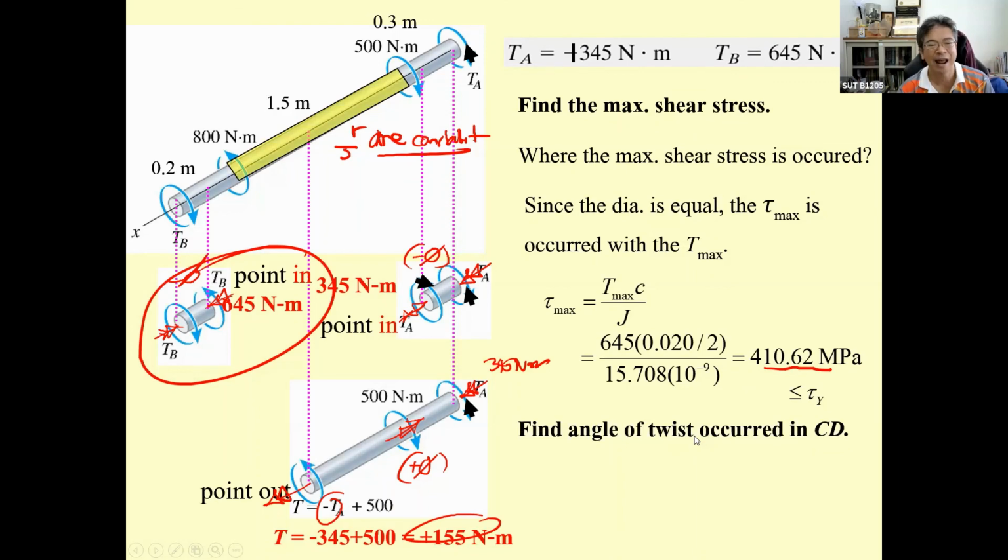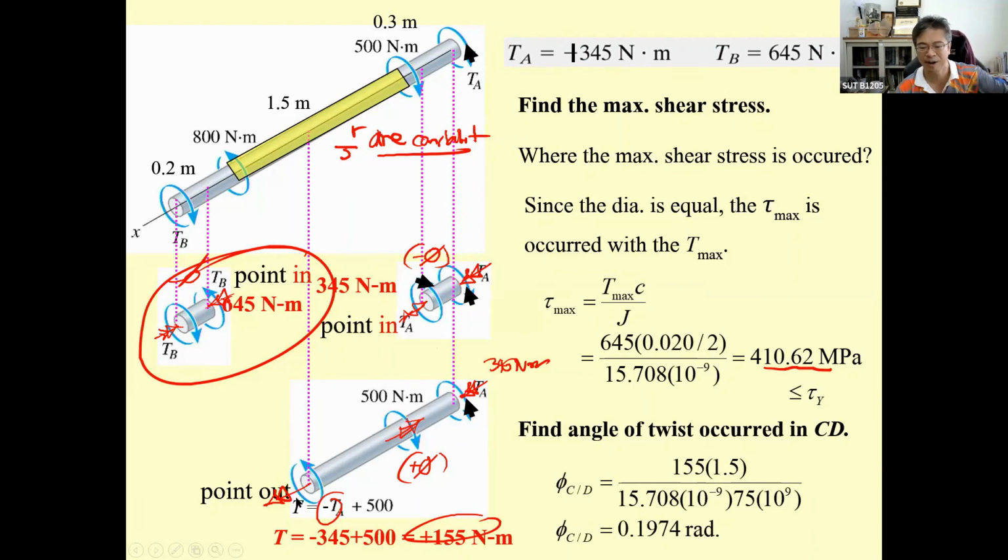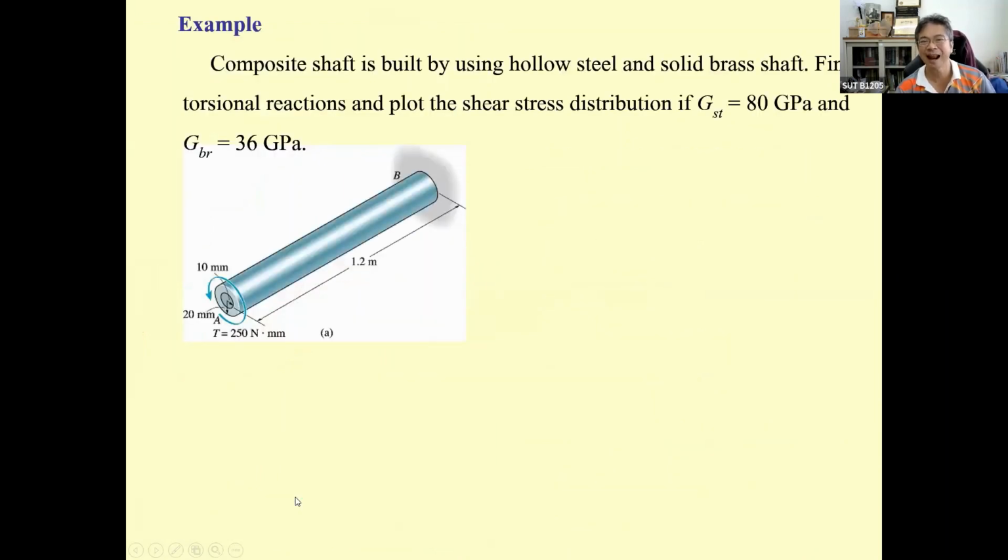And then find the angle of twist of the CD. This is going to be the CD, and the angle is going to be positive. Just put in the numbers. It's going to be 0.1974. Okay, and the last one is the composite shaft.